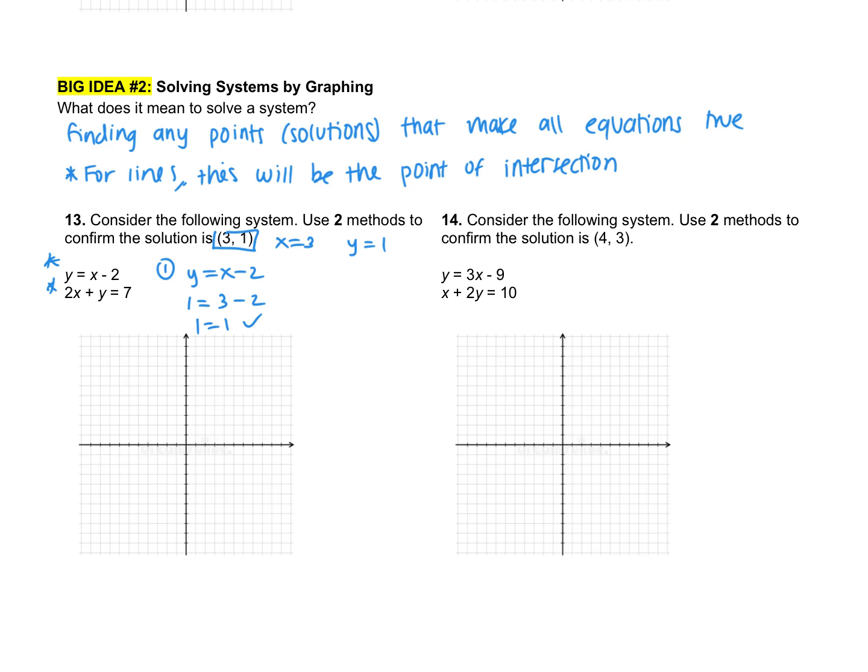Now I have to try the second one. So now I'm going to do my 2x add y equals 7. So I plug in 3 for x and I plug in 1 for y. So I get 6 add 1 equals 7, or 7 equals 7. So that is the first way. That is method 1. I have just shown, or we have just shown, that this point is on both lines. It does make both equations true at the same time. Method 2, which is what we're going to do now, is by graphing.